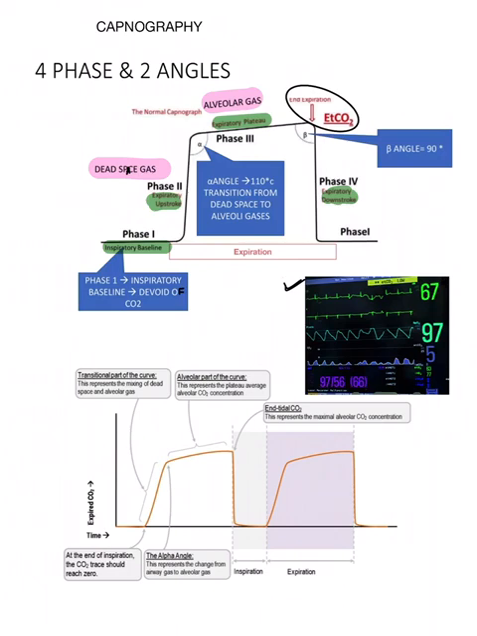So what happens in this, guys? When you start, phase 1, there is no CO2, that is completely devoid of CO2. You can see the baseline, it's starting from 0, CO2 trace should reach 0. Now when you go inside, there would be mixing of the dead space gas and the alveolar gas, and the angle is known as the alpha angle, guys, when there is a transition from dead space to the alveolar gas, that is almost 110 degree.